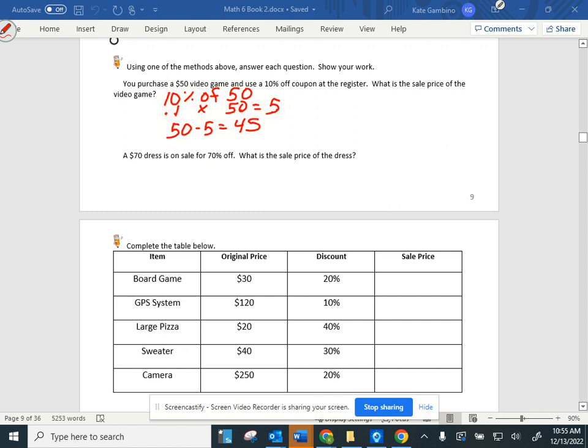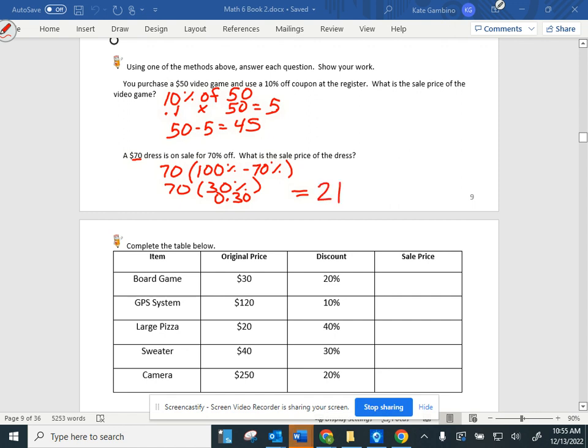For finding the sale price directly, we would take our original amount of 70. We're going to multiply that by 100% minus 70%. So that's 70 times 30%. 30% is 0.30. So 70 times 0.3 equals what? What was the calculator? 21? No, it's 21. Yeah, you're right.